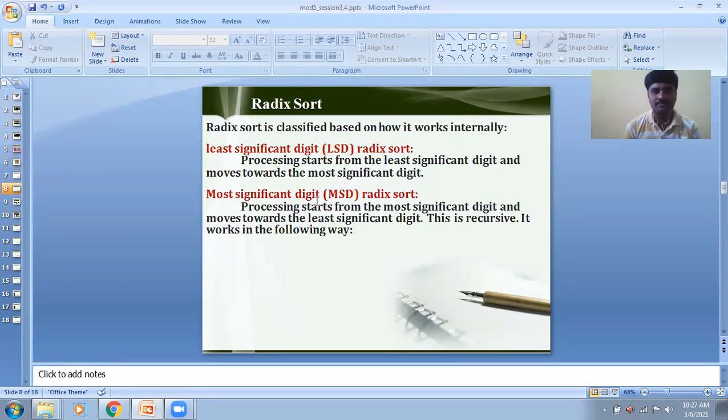Coming to the types of radix sort, we have two types: least significant digit radix sort and most significant digit radix sort. LSD means least significant digit radix sort, where processing starts from the least significant digit and moves towards the most significant digit. And secondly, most significant digit radix sort, where processing starts from the most significant digit and moves towards the least significant digit, meaning higher to lower order. This is recursive.